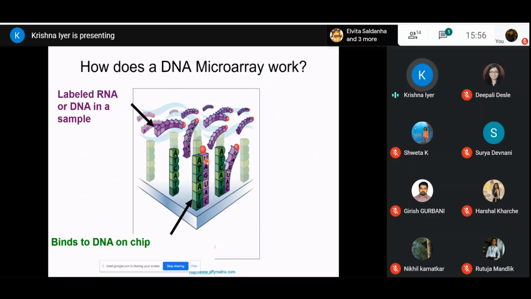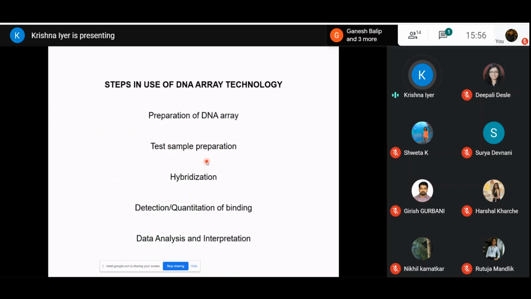Okay. Easier said than done, but typically you need to do a few steps so that you can use this technology correctly. So typically you'll find that when DNA arrays are used, you need to do about 5 steps, so that you can do this gene expression analysis. The first thing is you have to prepare the DNA array. Second is you have to do what is called test sample preparation. So you have to do sample preparation, as we say.